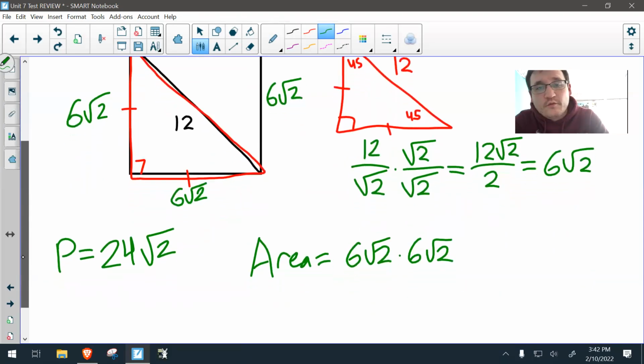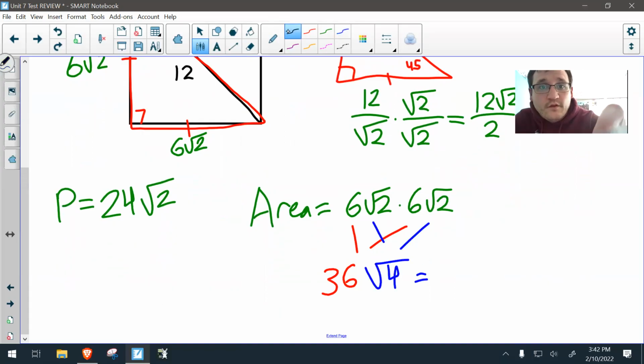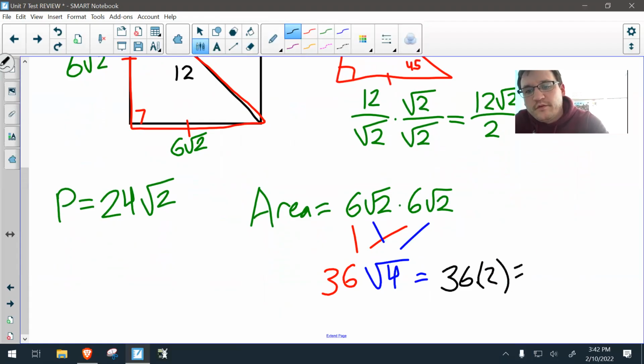Now, the multiplication rules are a little bit different than the addition rules for radicals. So the 6 times 6, we do just normally, and that's 36. And then square root of 2 times the square root of 2 is the square root of 4. Right? Well, the square root of 4 is 2. So 36 times 2, 36 times a regular 2 equals 72.